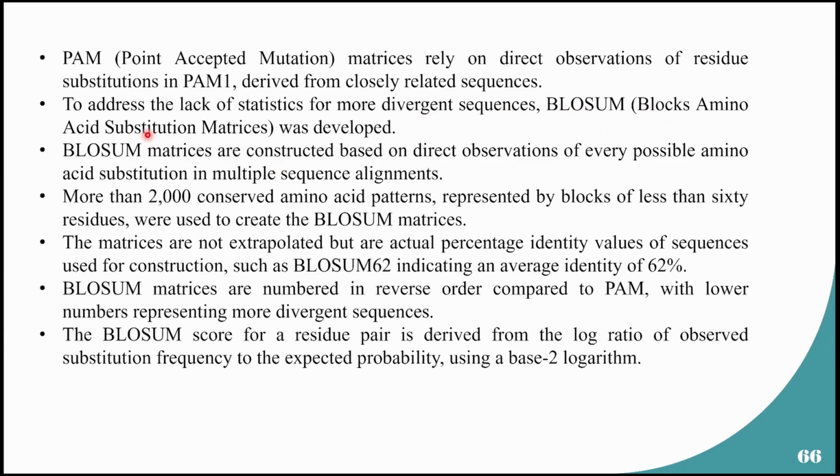So BLOSUM is the blocks amino acid substitution matrix, and it is constructed based on every possible amino acid substitution in multiple sequence alignments. As compared with PAM, it's kind of the opposite in a way, in the sense that if you are trying to align closely related protein sequences, you usually go for lower PAM values. But on the BLOSUM side of the matrix, you should go for a higher BLOSUM value to include those sequences in the alignment. So it is kind of reversed in that order.